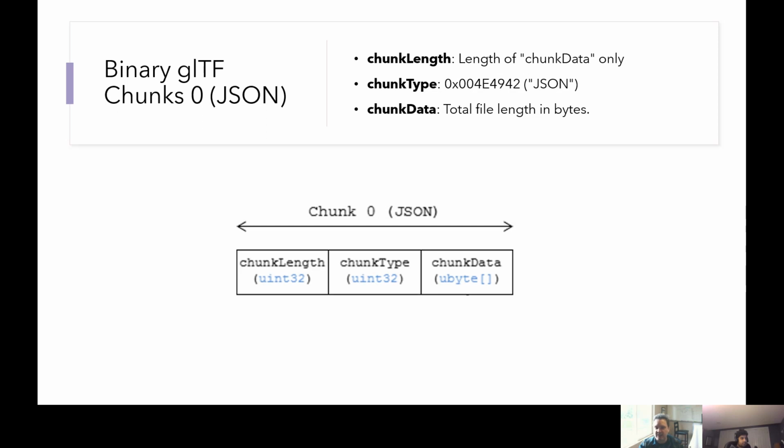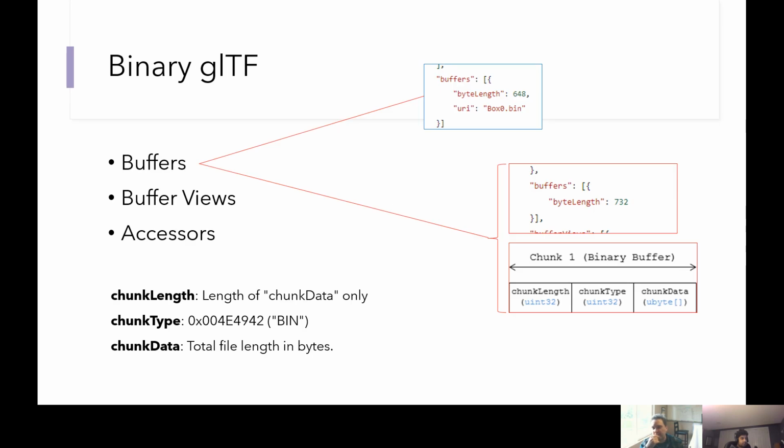And then inside of that JSON, if in the buffer definition you said there is a URI that points to a particular binary file, then it's going to use it as the old one did. But more interestingly, if you do not define a URI, the assumption is that the third set of data, chunk 1, is going to be a binary buffer. And again, that has a length and a type. In this case, the type is the magic code that comes up to BIN, and then the total file and lengths.